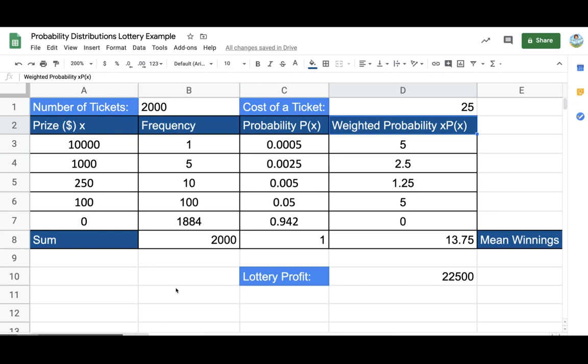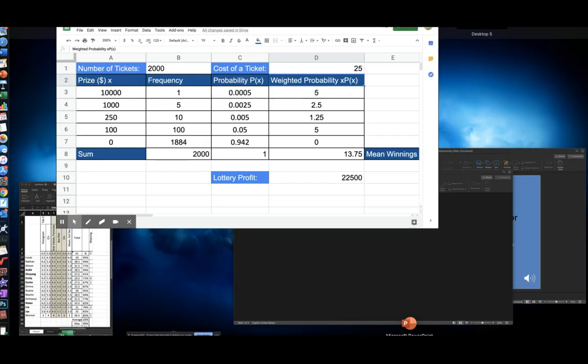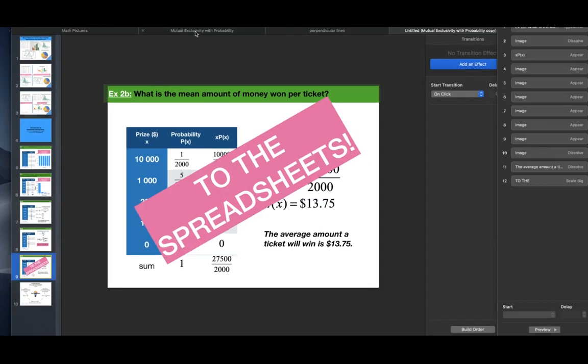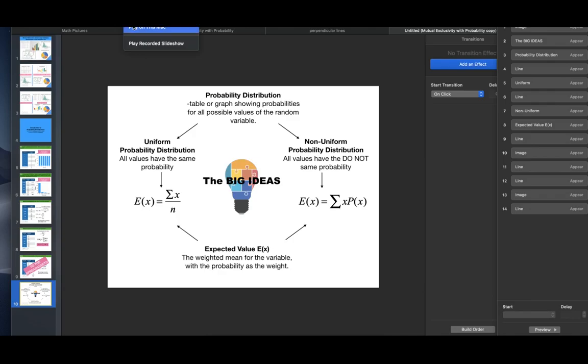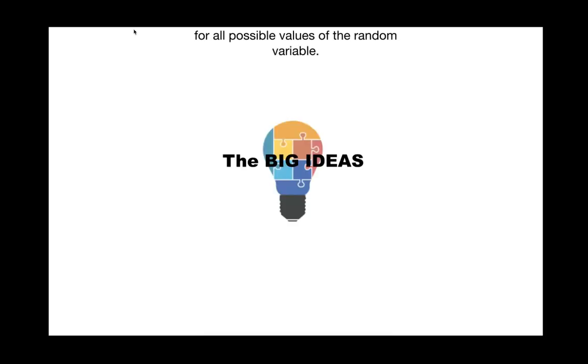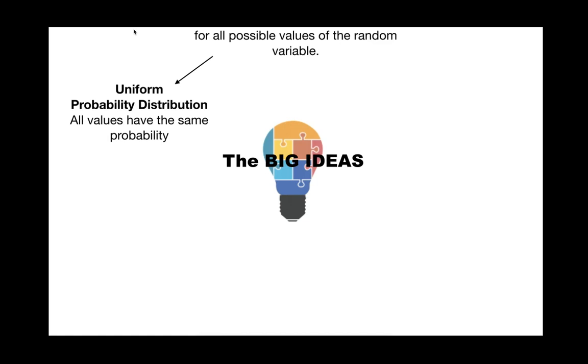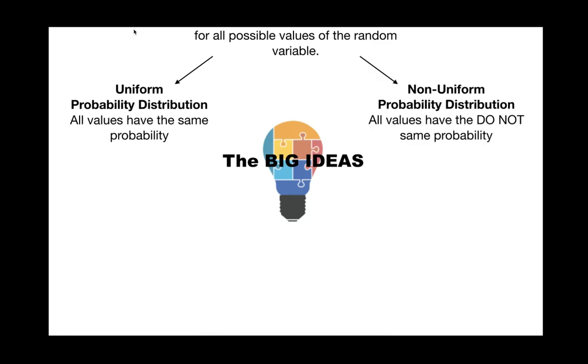Okay, now we're going to look at just what are the big ideas from this lesson. We've covered everything. What is kind of going on fully? So if we go here and play this slide, this is our summary slide. These are the big ideas. So probability distribution is either a table or graph showing probabilities for all the possible values. We looked at uniform probability distributions. They all have the exact same probability. We looked at non-uniform probability distributions. They don't have the same probability.